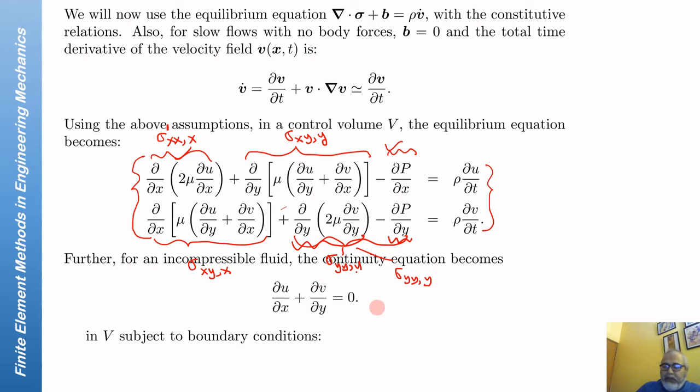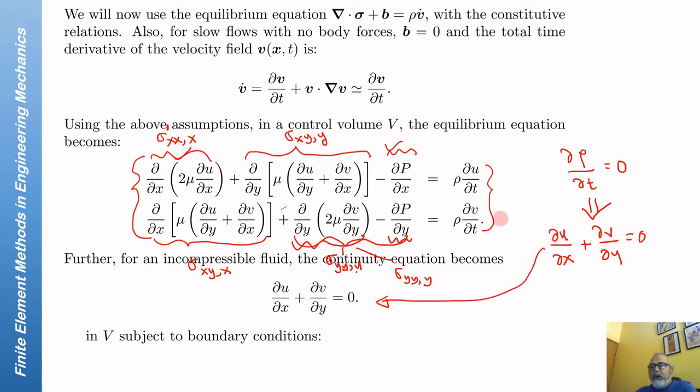Apart from that, you have the continuity equation. We have taken an incompressible flow, so del rho del t is equal to zero, which means that the continuity equation boils down to del u del x plus del v del y equal to zero. So this continuity equation has to be satisfied by u and v. So u and v at each and every point have to satisfy these two equilibrium equations coming from balance of linear momentum, as well as the mass balance or continuity equation, written here as this.